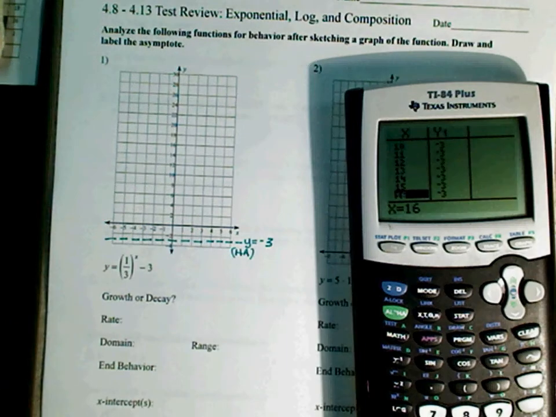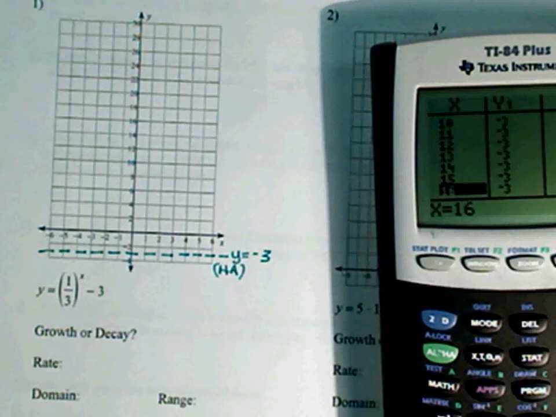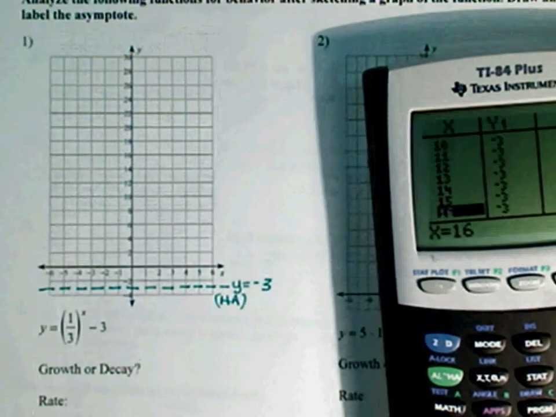So it's HA. See if I can make that a little bit bigger. You guys see that better? All right.